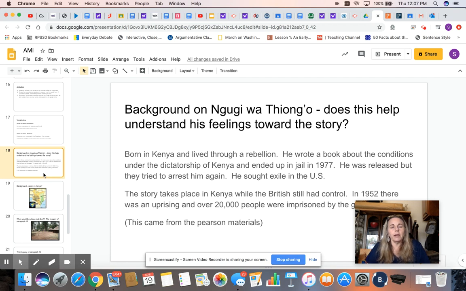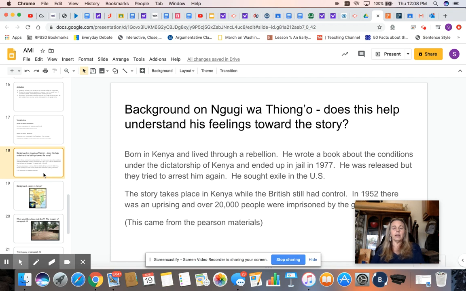He was born in Kenya. He lived through a rebellion. And a rebellion, again, is when people rise up against their government. Sometimes they're violent. Sometimes they're not. That's not true. Most of the time they're violent. So he wrote a book about the conditions under the dictatorship of Kenya and ended up in jail in 1977. He was released, and then they tried to arrest him again. So he came to the United States.